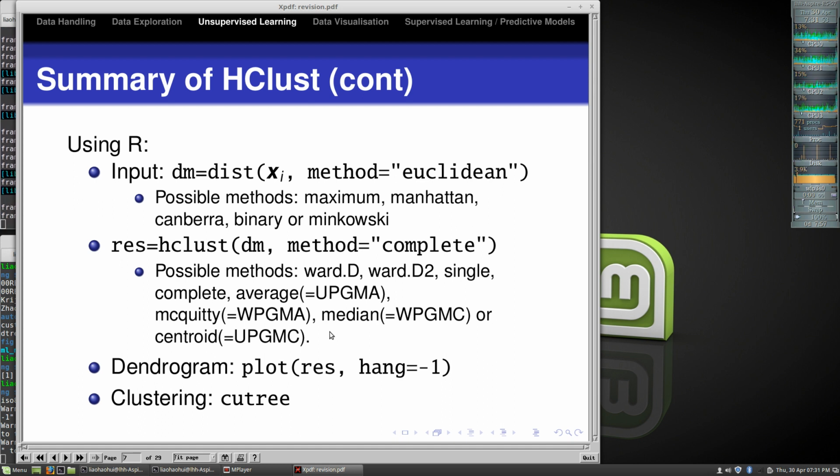So in summary, in R we just have to use the basic function called dist, and we supply the method Euclidean, then we can generate this distance matrix. Not exactly a distance matrix because it's actually just half of the matrix, and it actually allows us to set other methods.